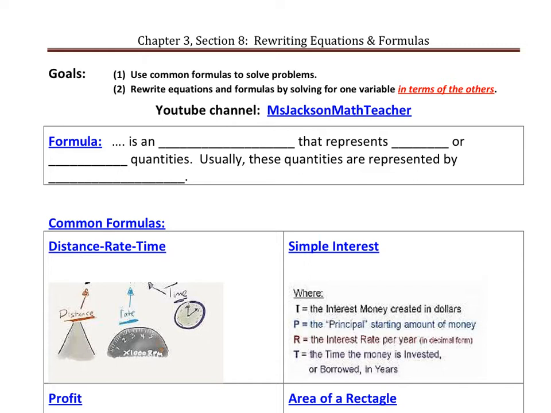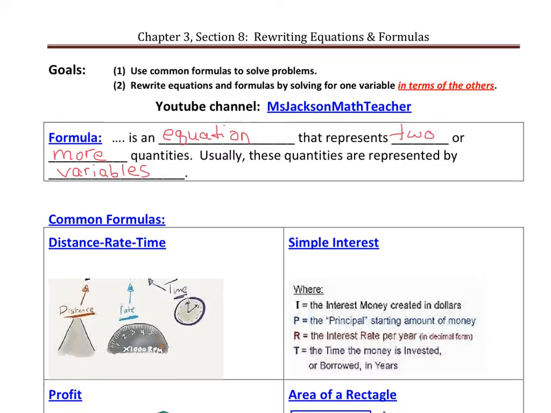Okay, let's start out with vocab. What is a formula? A formula is first and foremost an equation. It has an equal sign in it. And that equation represents two or more quantities. And almost always those quantities are represented by variables. And usually these formulas also represent some real world situation. And we use these formulas because these particular situations come up time and time again.